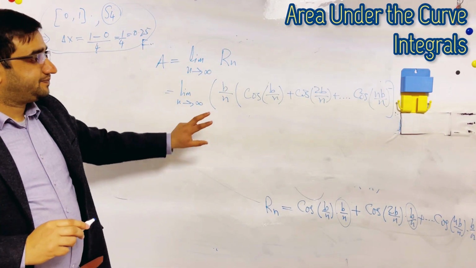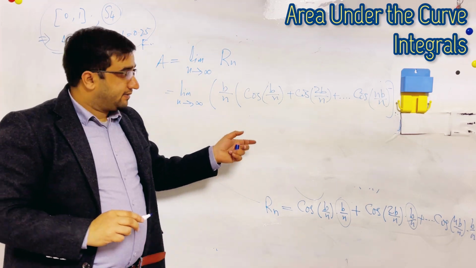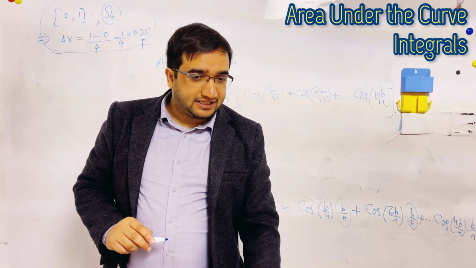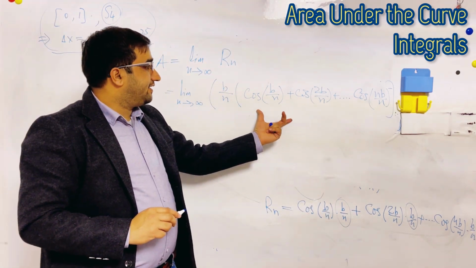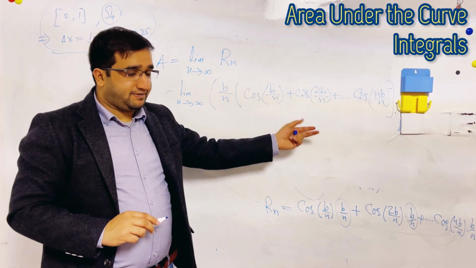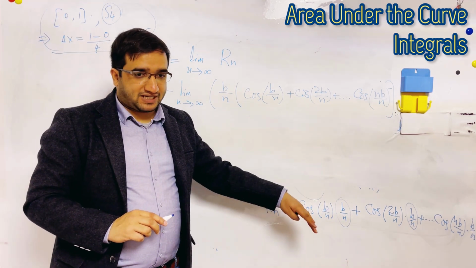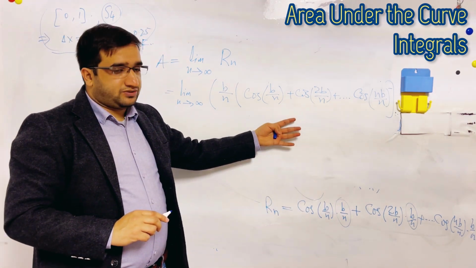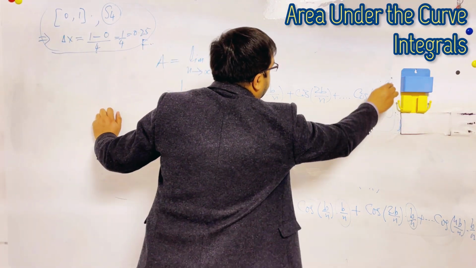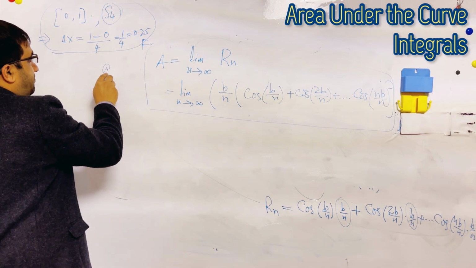Up till here you are done, because he only wanted you to give an expression of the area in the form of n and in the form of a limit. So if you can simplify further, that is a plus point. If you don't want to, here you are done. This expression is fine. This is the answer for the first part.